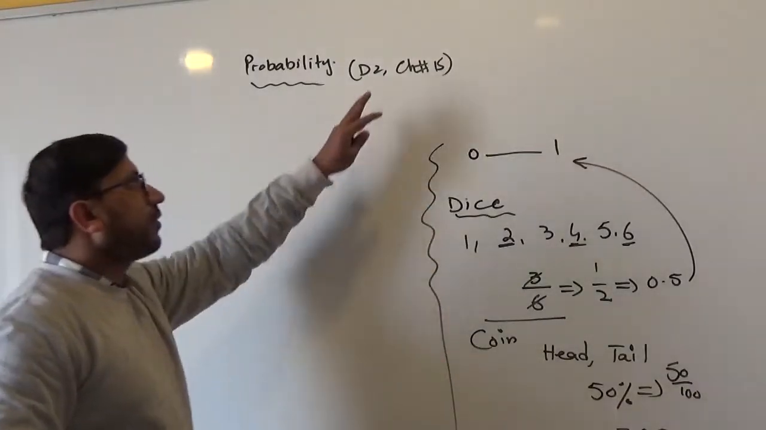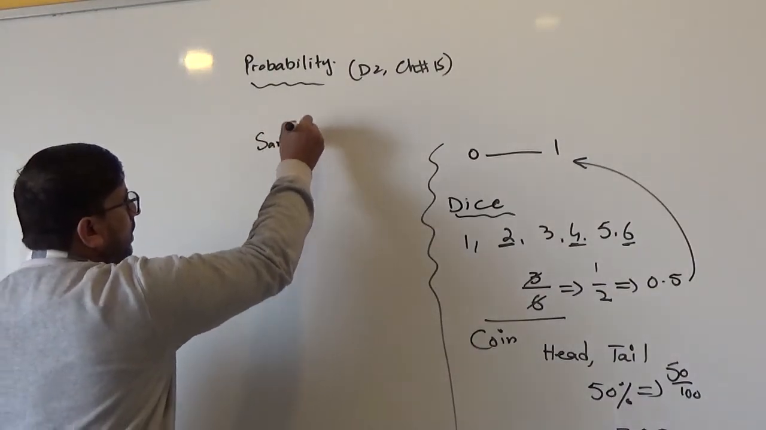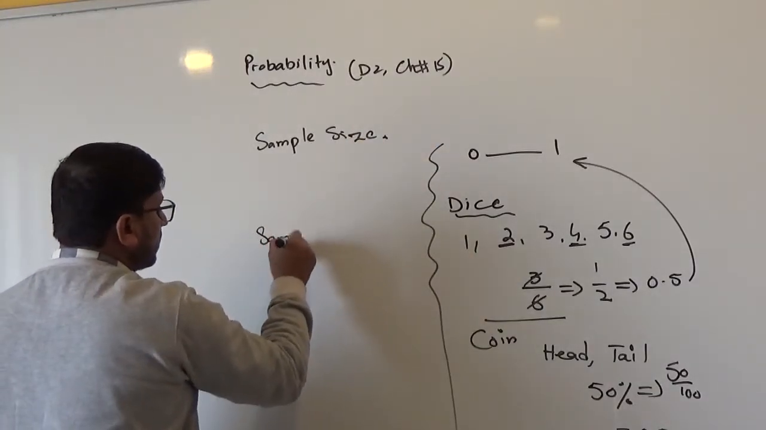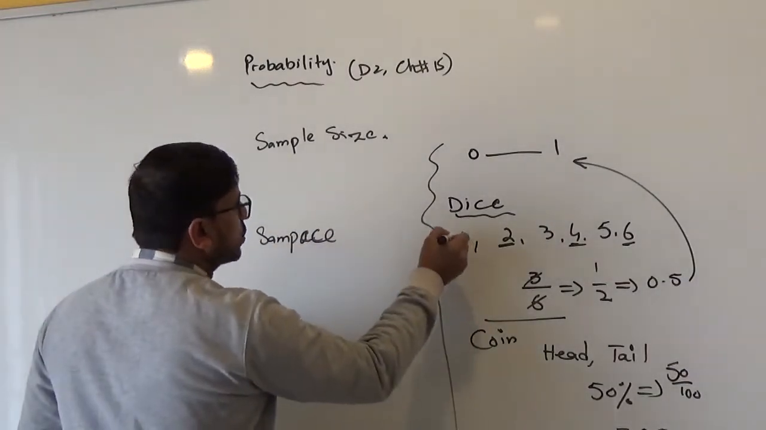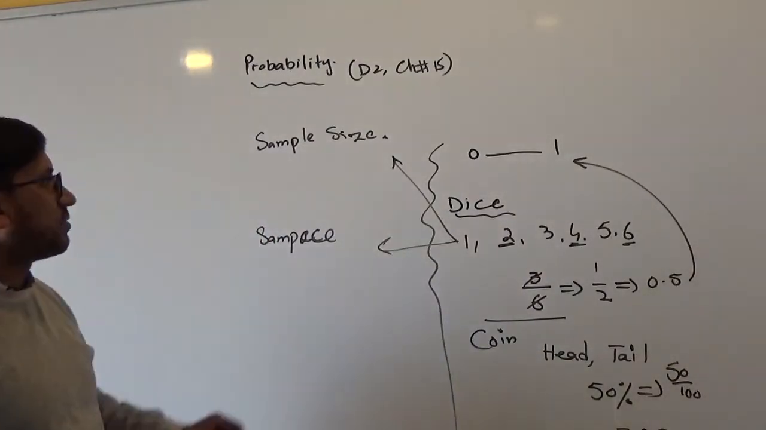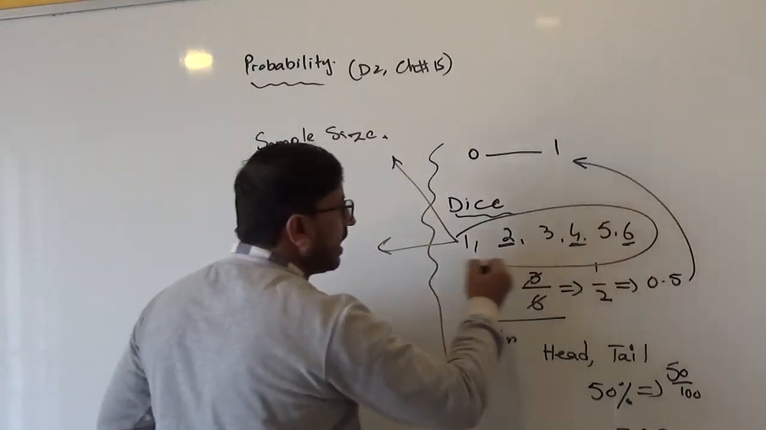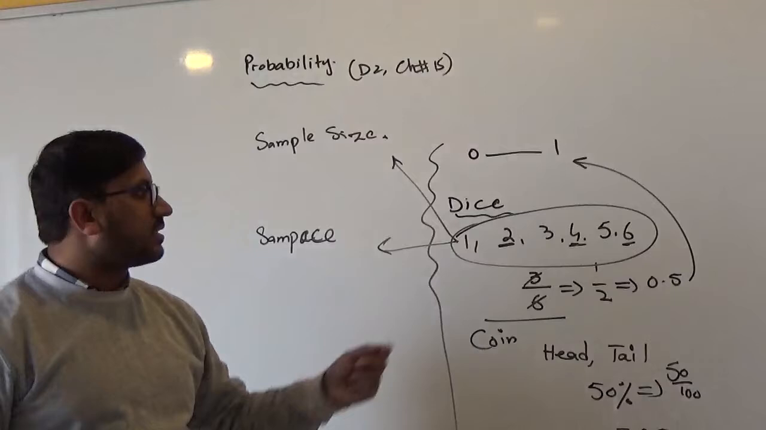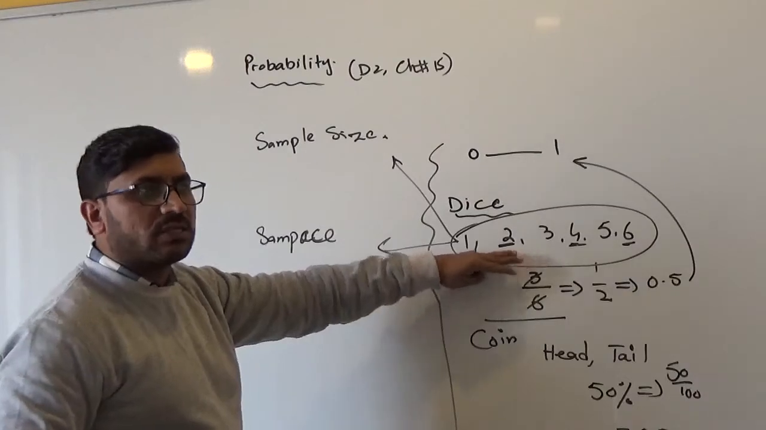Now the second thing. In this chapter, 2 main words are used. The first one is sample size, and the second is sample space. Normally you will be asked a question, for example you are given a dice: what is the sample size and sample space, or what is the difference between sample size and sample space? Sample size means the overall quantity, the overall possibilities. In a dice, how many possibilities do we have? 1, 2, 3, 4, 5, 6, a total of 6 chances.